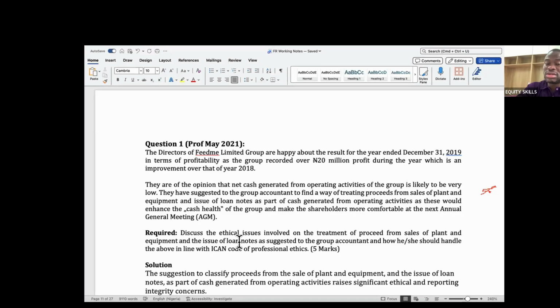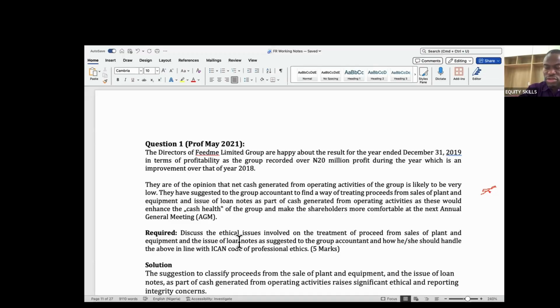Then you tell them that because of this, it will affect a fundamental principle like objectivity or integrity. You mention what you think it will affect. That will be your paragraphs 1 and 2. After that, you state the identified threats, that they arise because someone is trying to achieve this and this.